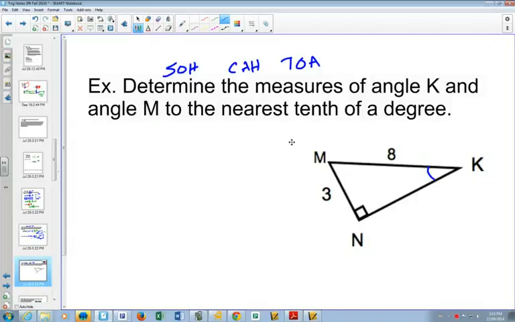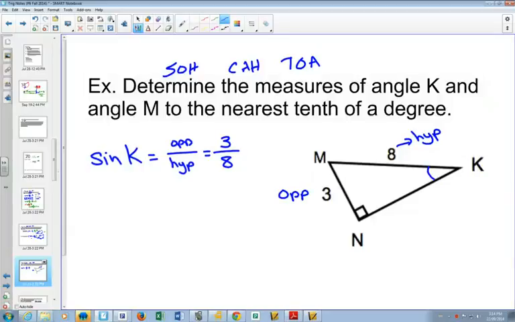And we label things in our triangle. The 8 is what part of the triangle? That's our hypotenuse. The 3 is opposite the angle we're trying to find. So now you look at SOHCAHTOA and you say, which definition would be most direct? If I know the opposite and I know the hypotenuse, then I should use sine. Sine of angle K will equal the opposite side over the hypotenuse, which is, in this case, 3 over 8.